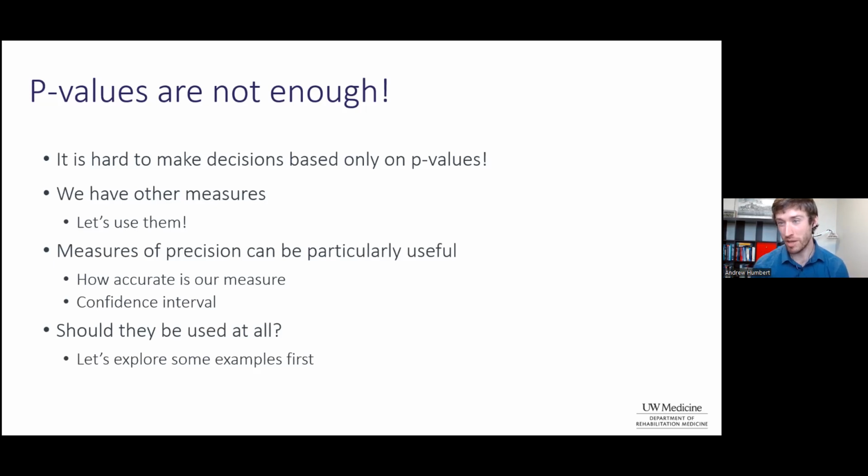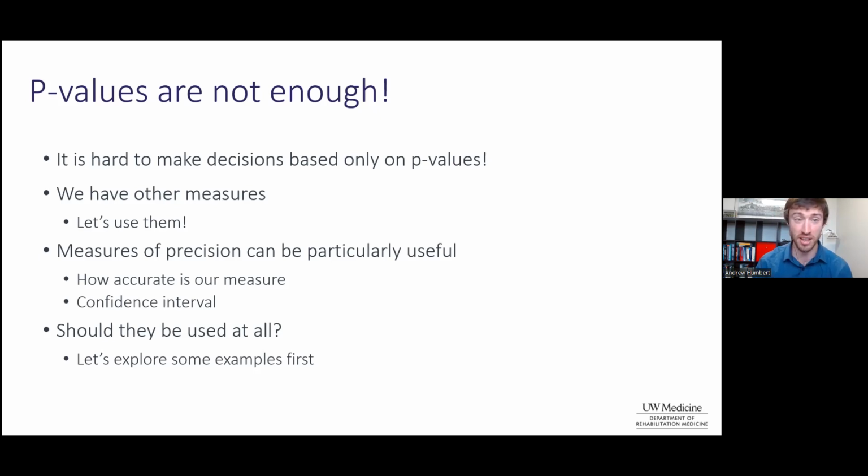And I guess the question is, should p-values be used at all? I talked about some of the pitfalls they can fall into and how confidence intervals can be used in place of some aspects. And so let's explore some examples first. We're not getting to those examples here, so that line should be gone. But essentially, should they be used at all?